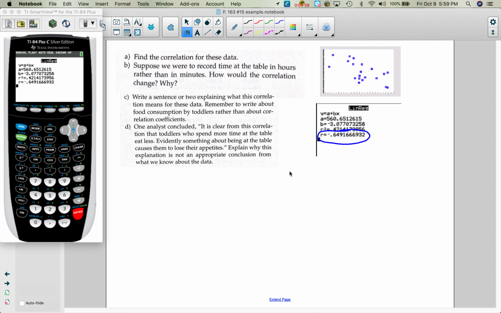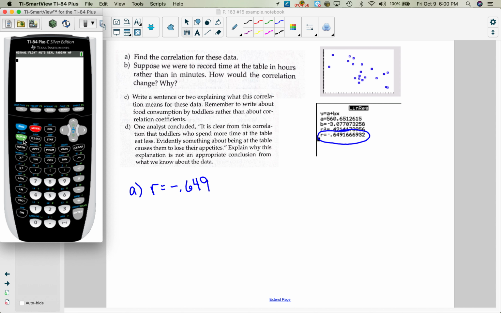So we get that R, and for part A, R equals negative 0.649. Now let me just show real quick, because I think we had somebody absent when we went over this. If you don't get the R squared and the R when you do the problem, then hit second, and then the 0 key to access the catalog. Hit D, which is the x to the minus 1 key. Scroll down till you get to something that says diagnostic on.